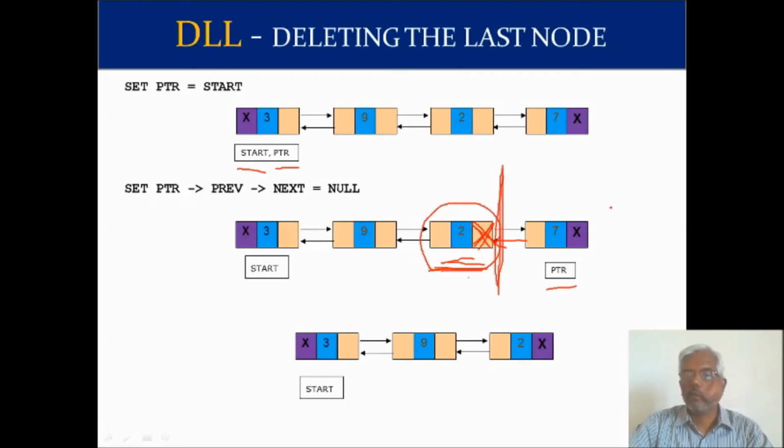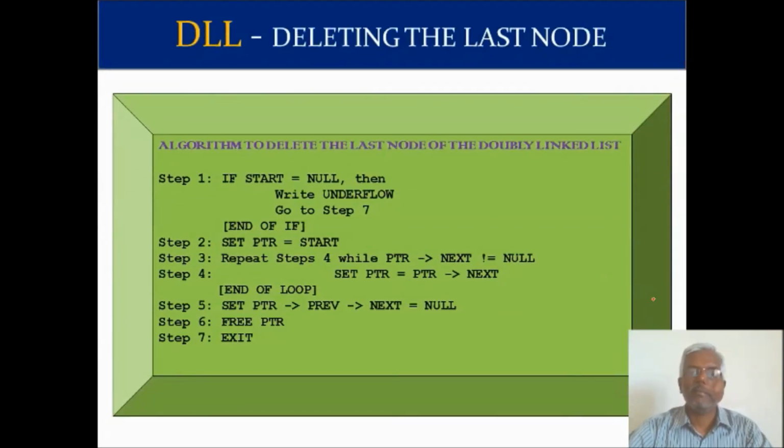Now what do we have to do? We have to release the memory of this variable ptr. So for that we just write the statement free ptr. So this is deleting the last node. So this is the complete algorithm for deleting the last node of the doubly linked list.